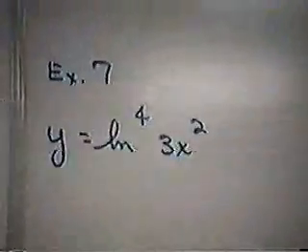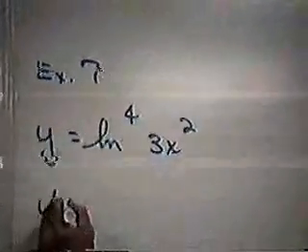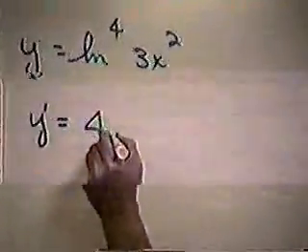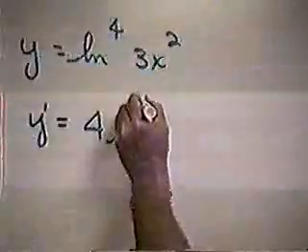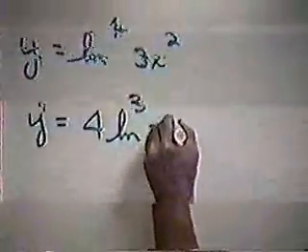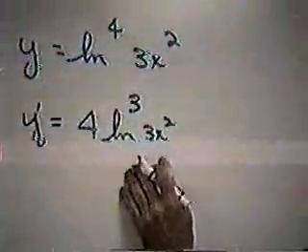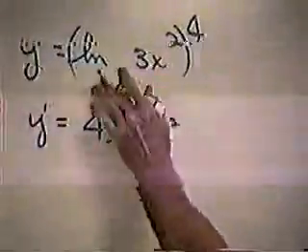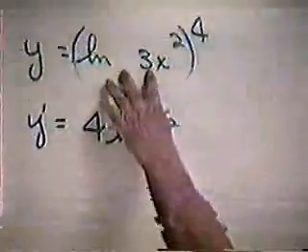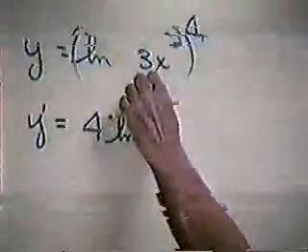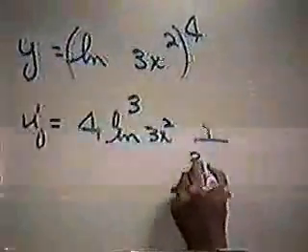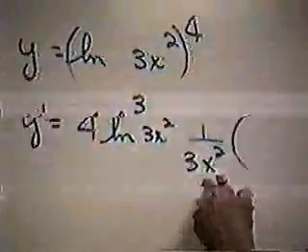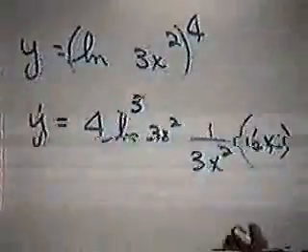Okay, example 7, we have y prime. This is the power rule. So I'll move the 4 down, make this cubed. Just write all that down, cubed. And now we're going to look at the derivative inside. What is the derivative of this now? The derivative of this is 1 over the object, 1 over 3x squared, times the derivative of this object, which is 6x.